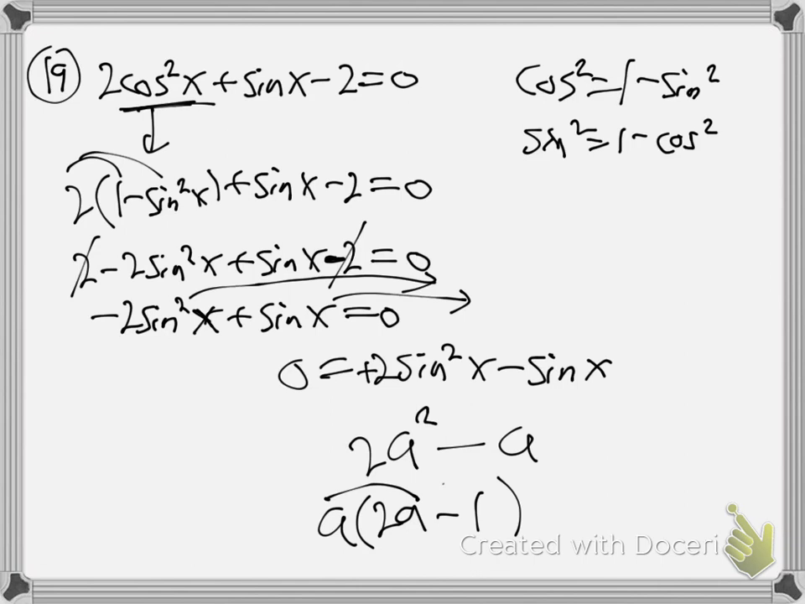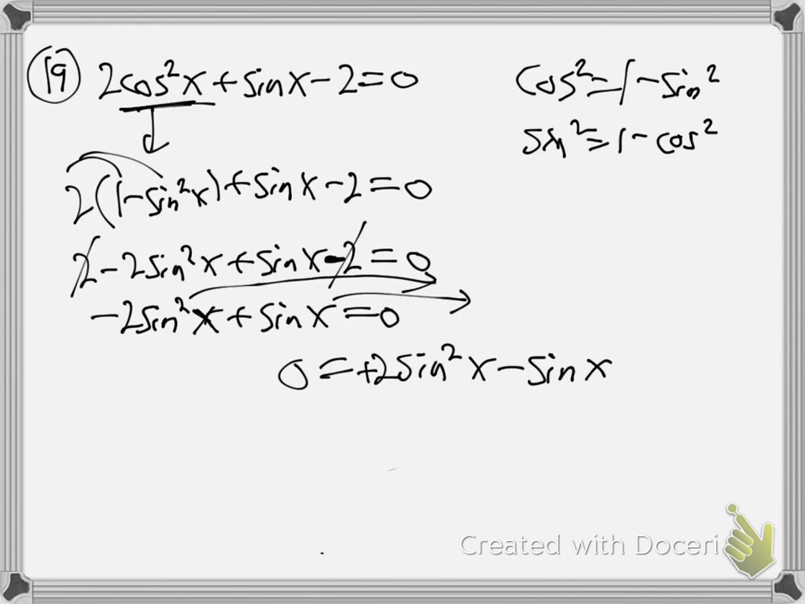Because that a times 2a would be 2a squared, and a times 1 would be a. Remember that kind of thing? That's exactly what I'm going to do with the sine here. It's just like a big A. I'm just going to say, okay, he's got a sine and he's got a sine. They both have a sine in common.